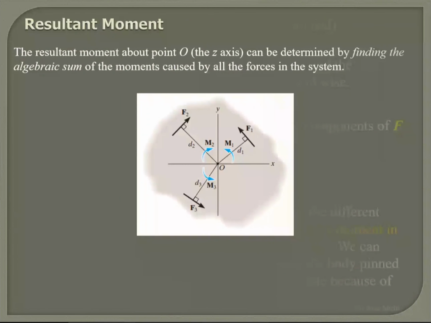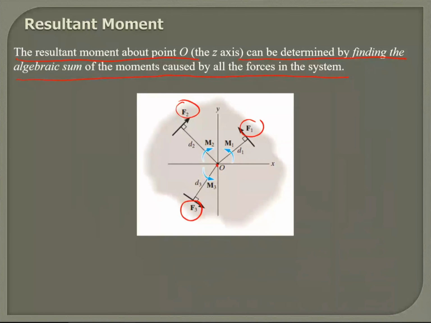Okay, so resultant moment. What's the resultant moment? What it says here, you obviously know, is the sum of all the moments, like resultant force. The resultant moment about point O, which is here, can be determined by finding the algebraic sum of moments caused by all the forces in that system. So what it says there, I've got force F3 being applied, F1 applied, F2 applied. I want to find the moment at point O.